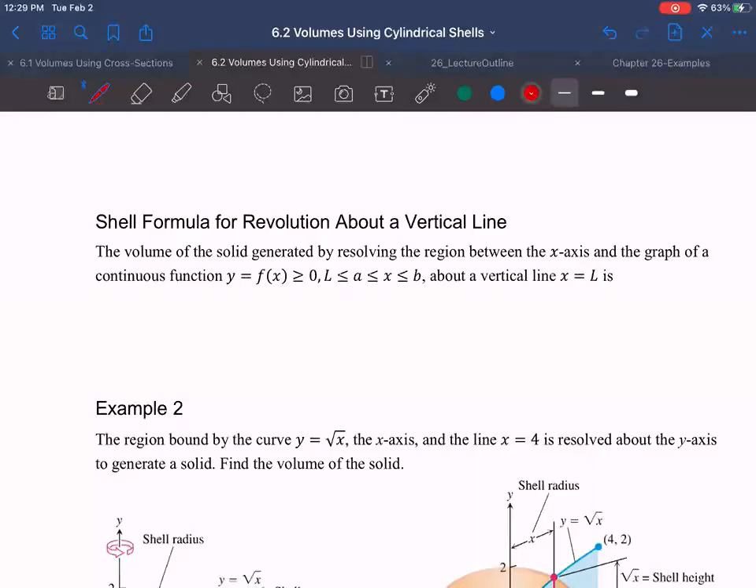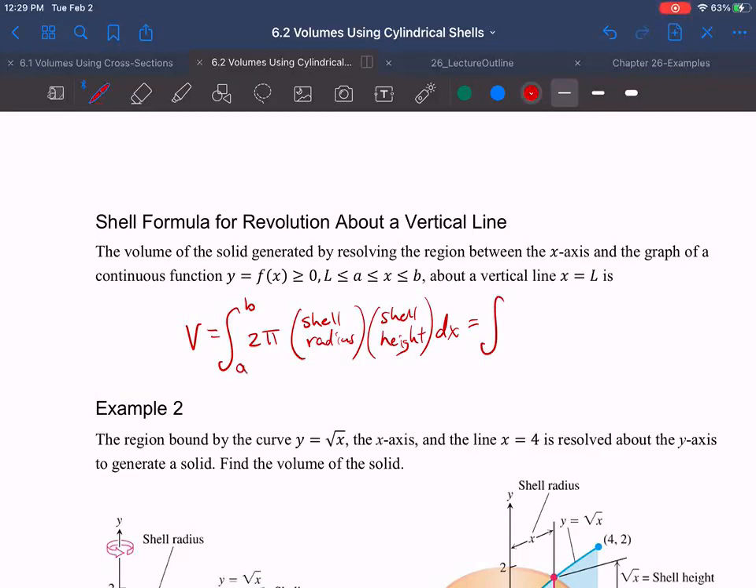All right, so what we just got from that last one was ultimately V equals the integral from 0 to b of 2 pi times our shell radius times our shell height times dx, which ultimately was not 0 to b, a to b of 2 pi times (x minus L), which is our vertical line that we're rotating about, times our function, which was our height, times dx.